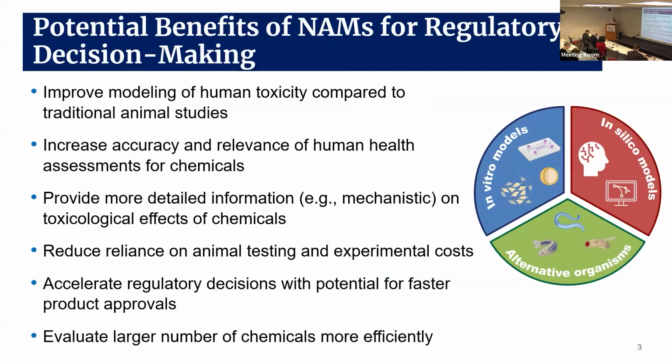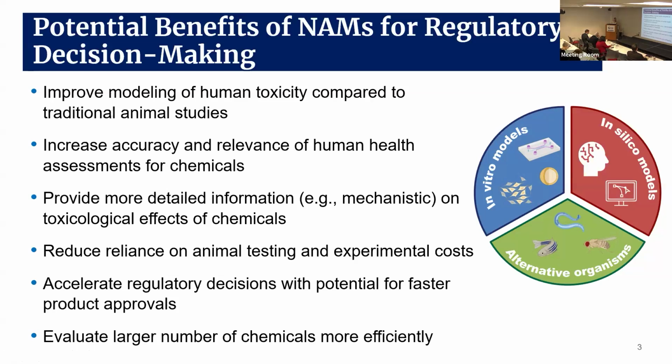Some of the potential benefits of NAMs for regulatory decision making: to improve the modeling of human toxicity compared to traditional animal studies, and as a result you get increased accuracy and relevance of human health assessments for chemicals. Also, NAMs are purported to have the potential to provide more detailed mechanistic information on toxicological effects of chemicals. This is important because that can get you down to the details of the hows and the whys of how a chemical is exerting its potential effects, which the apical endpoints tested in traditional animal studies don't give you that level of information about.